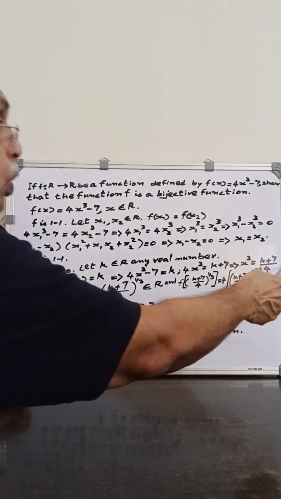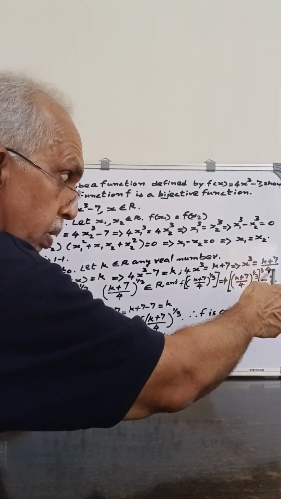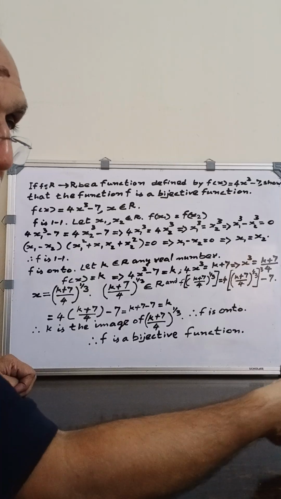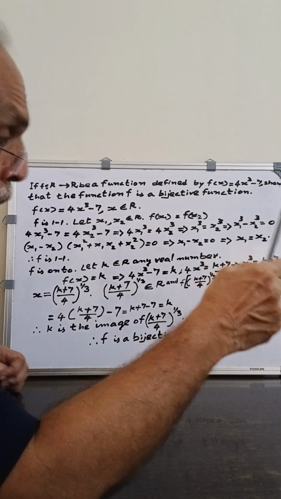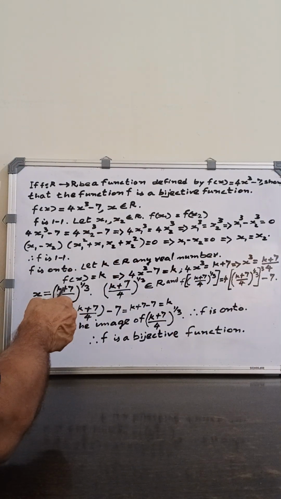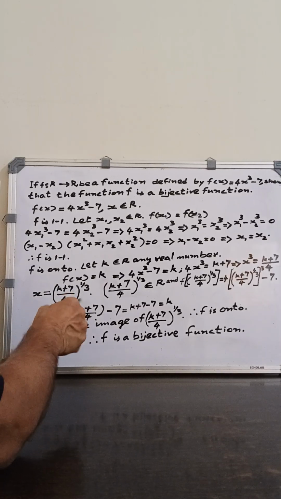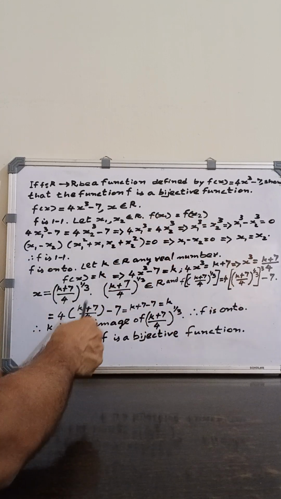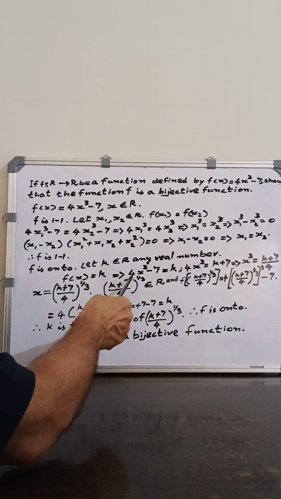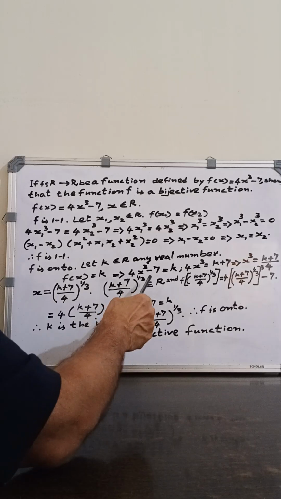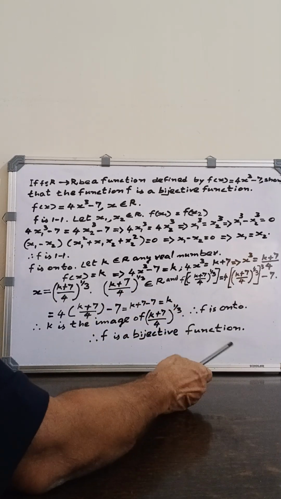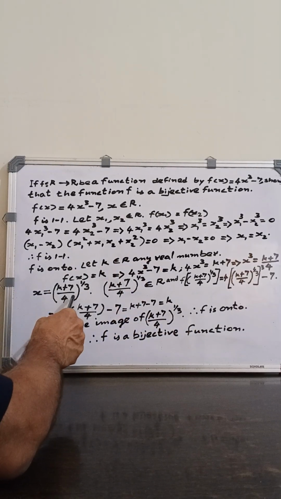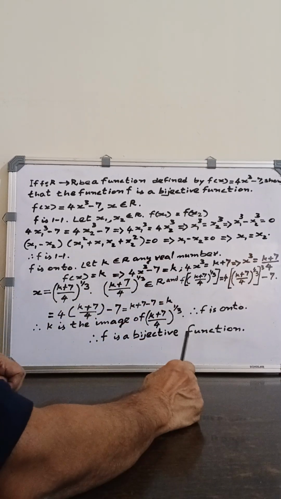Therefore, x equals cube root of k plus 7 the whole by 4. When I convert it to exponential form, it becomes x equals k plus 7 by 4 the whole raised to 1 by 3. It's the cube root. Therefore, k plus 7 whole by 4 the whole raised to 1 by 3 belongs to R. Why? Because x belongs to R. Therefore, x equals this one, and this belongs to R.